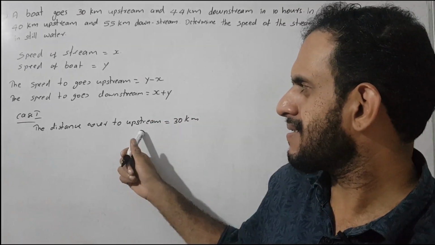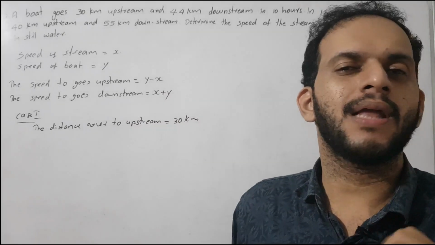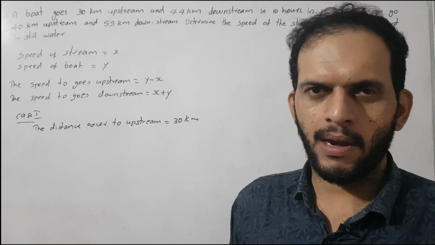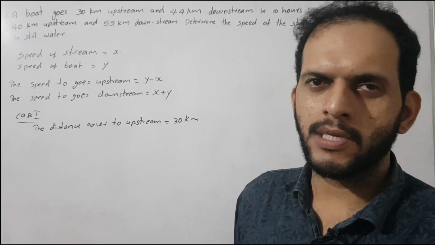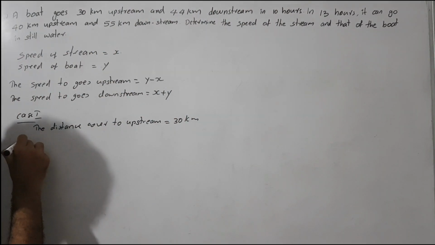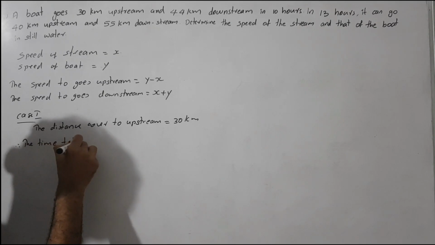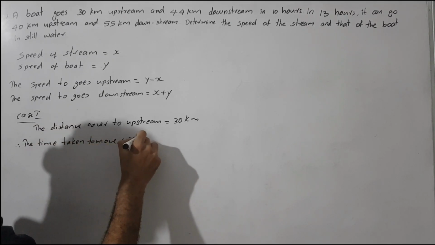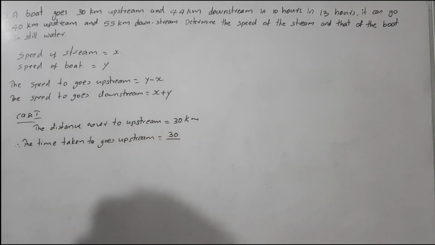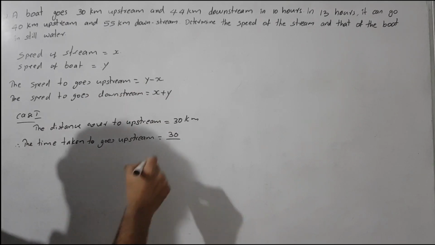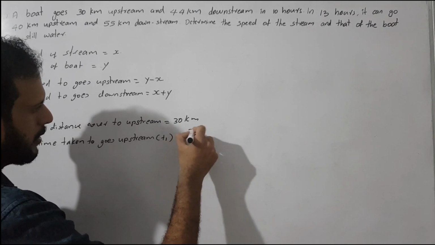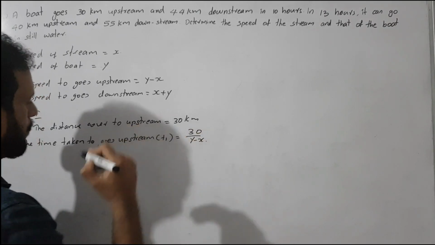So we know now the distance and speed. Then how do we find the time? Yes, the time is distance by speed. Correct? So next we find like this. Therefore the time to move upstream is the distance 30 by the speed. What is the speed taken upstream? That is y minus x. This one is t1. Okay, t1 is equal to 30 by y minus x.